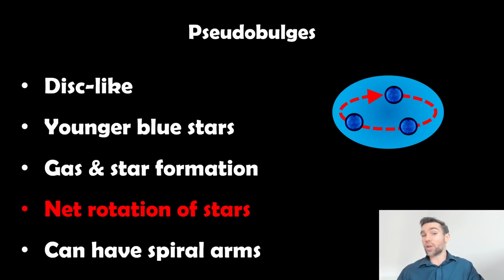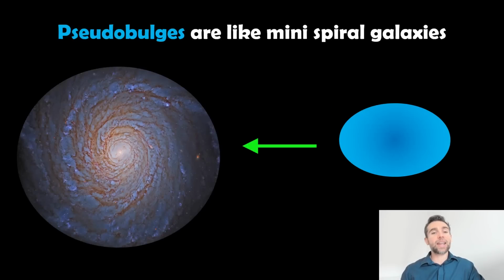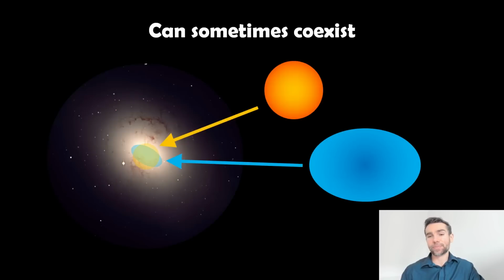So overall, a pseudobulge is going to be bluer than a classical bulge. And they can have spiral arms and other features like that, so they wouldn't typically have a smooth light distribution compared to the classical bulge. And again, you can think of these pseudobulges as like mini spiral galaxies. They share similar properties. They've got disc-like dynamics, younger blue stars, gas content, star formation, that sort of thing. So they, in some ways, are like mini versions of that in the centre part of the galaxy because of the properties that they kind of share.